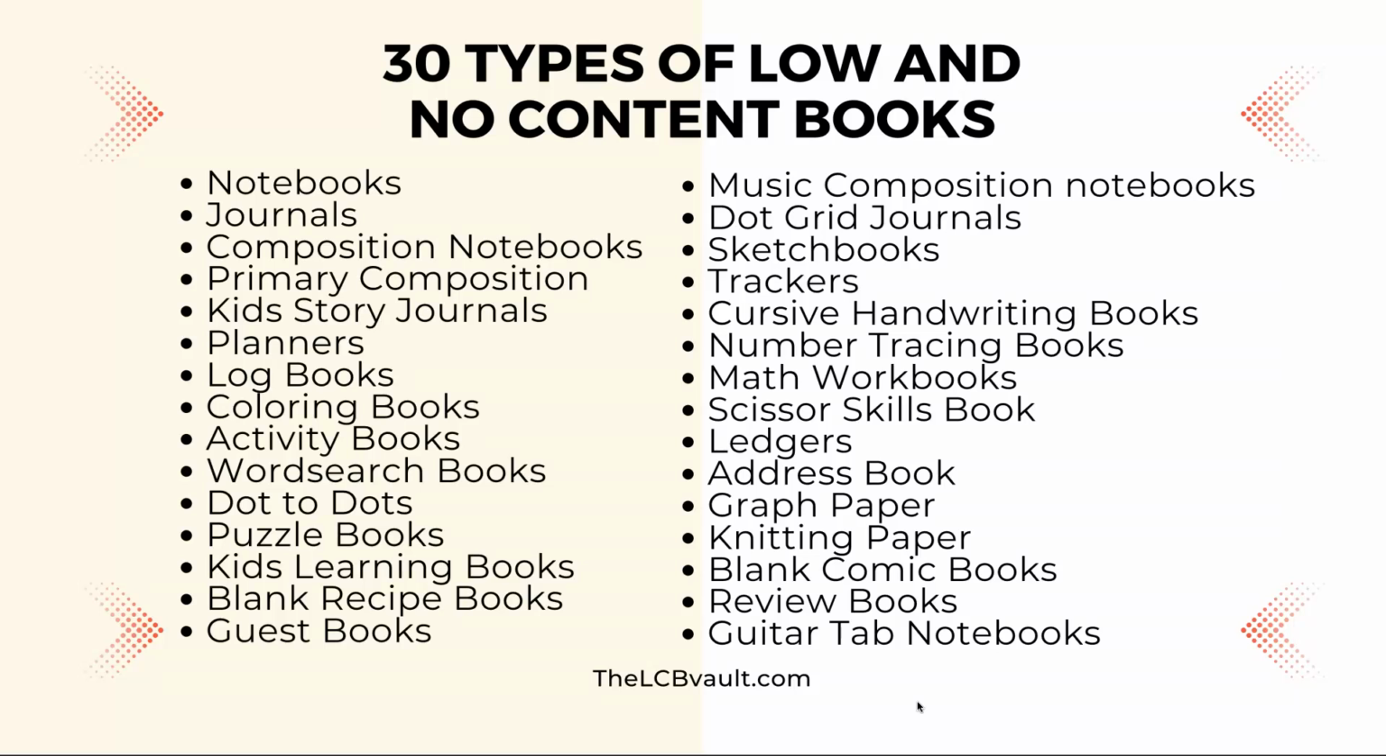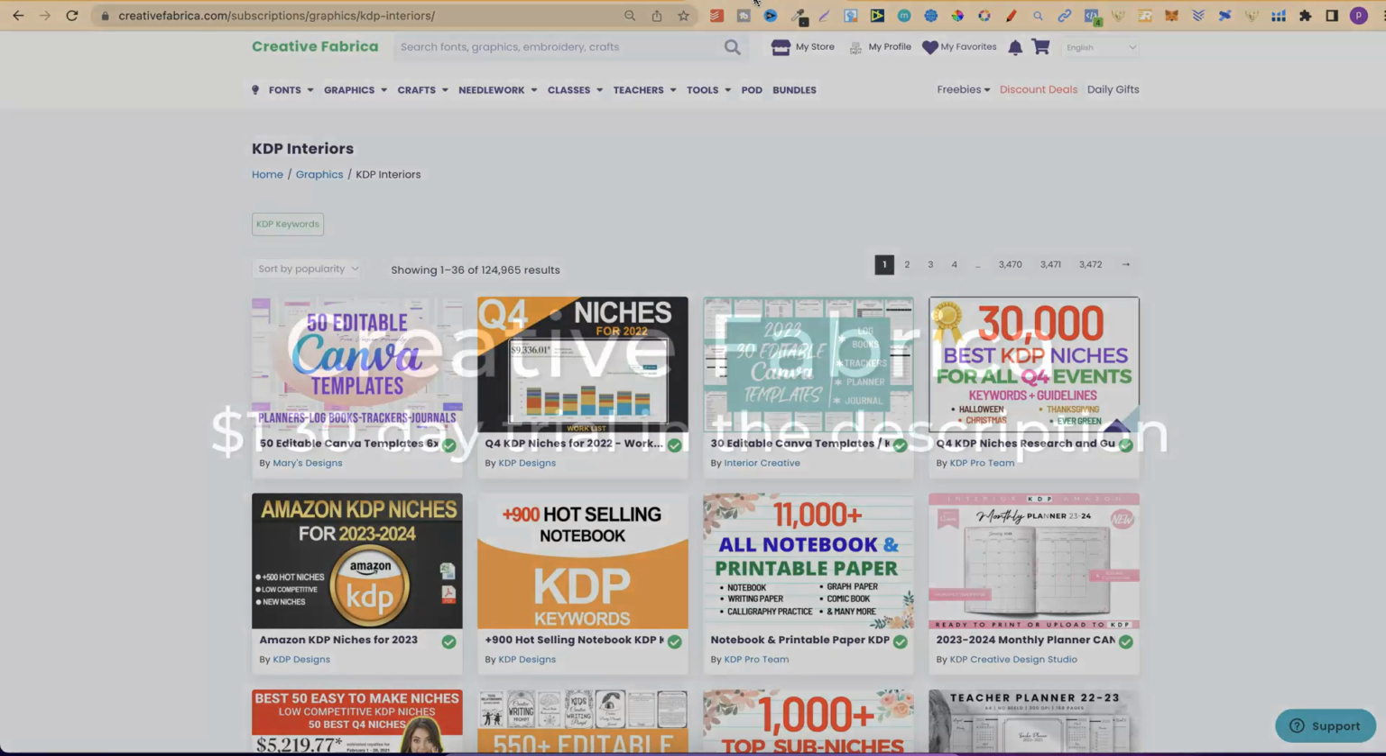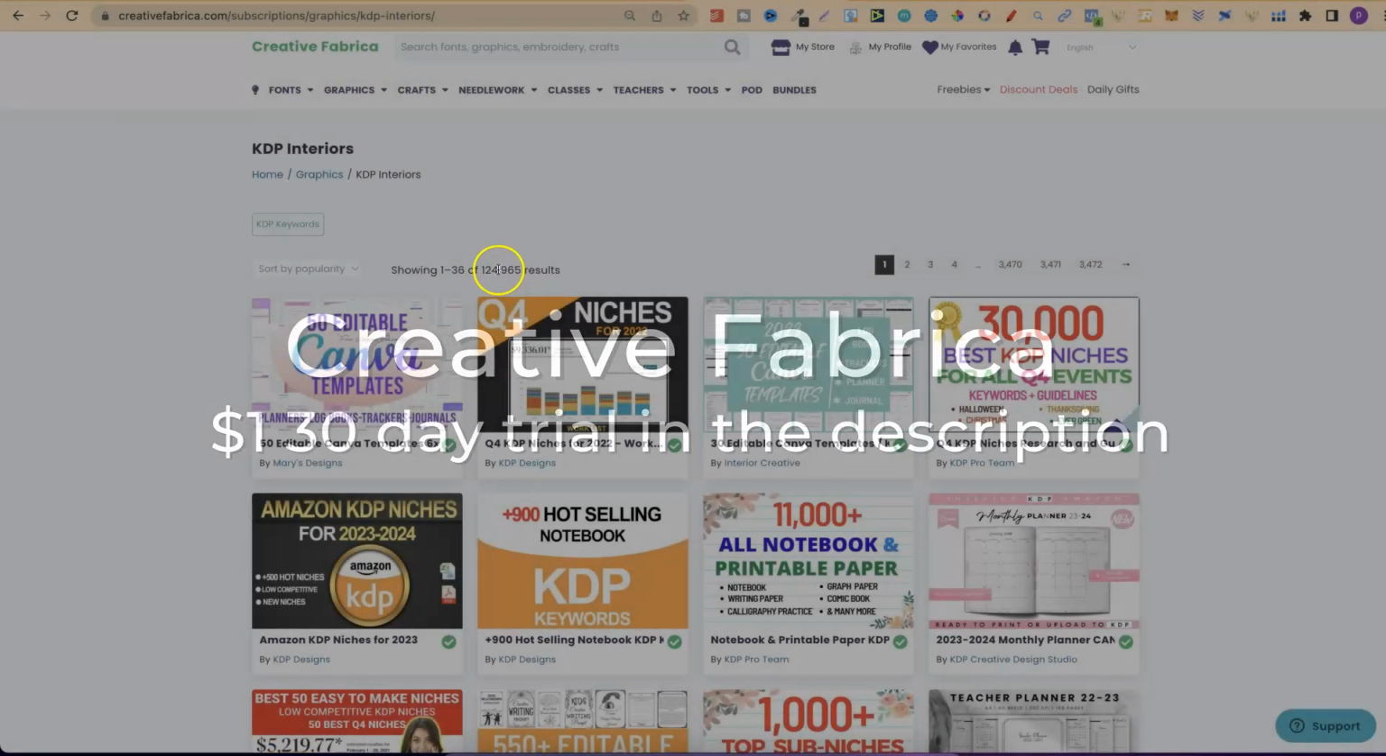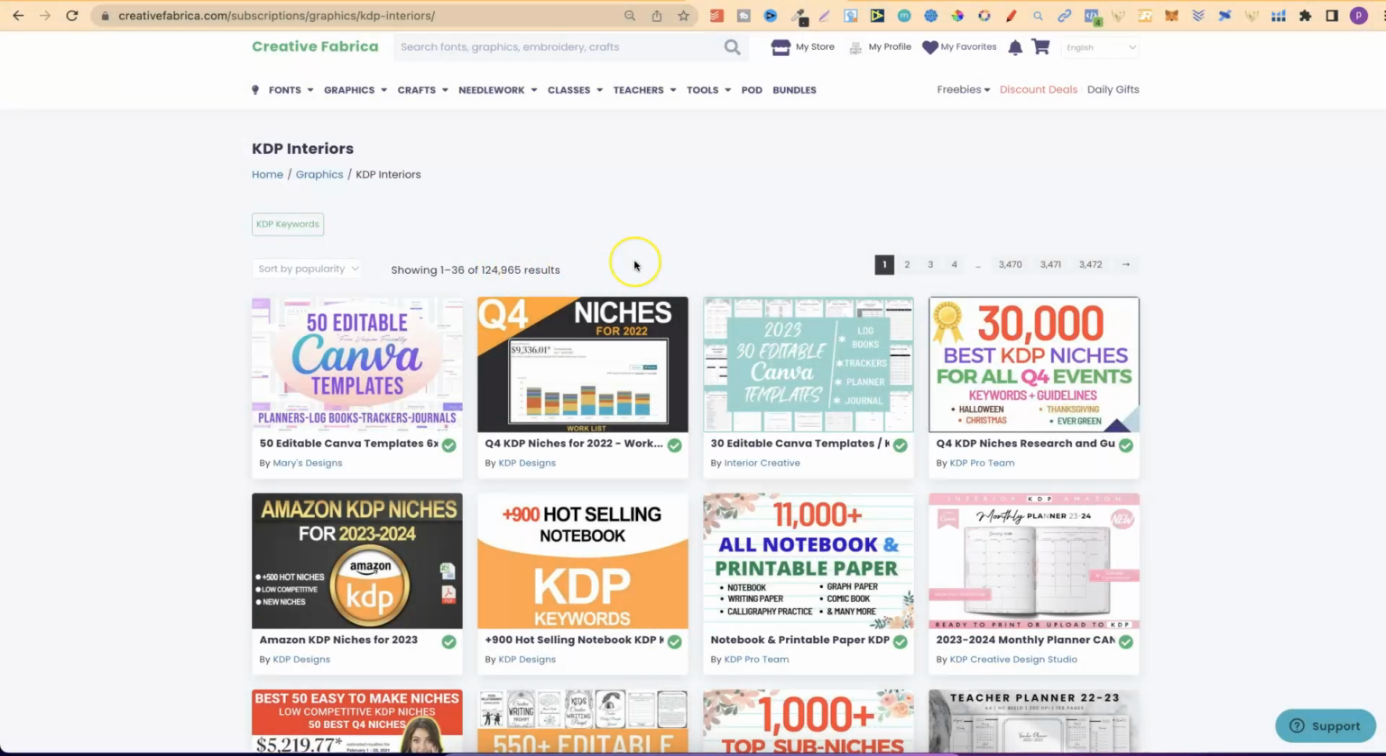Now, with that out of the way, where can you go ahead and get some interiors for these books? Well, the first one being Creative Fabrica. If you come over to here, go to graphics, come to KDP Interiors, they now have 124,000 plus interiors. So right here, if you start looking round, you can find what you need for the book type that you want to create. If you can't, just use their search bar up here. But that's the first place, Creative Fabrica.